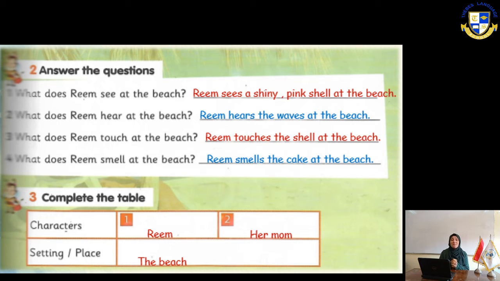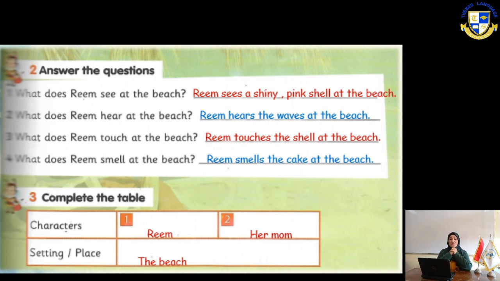Okay. Now, the next slide, answer the questions. What does Reem see at the beach? What does she see with her eyes? She sees a what? A shiny pink shell at the beach. She sees a shiny pink shell.